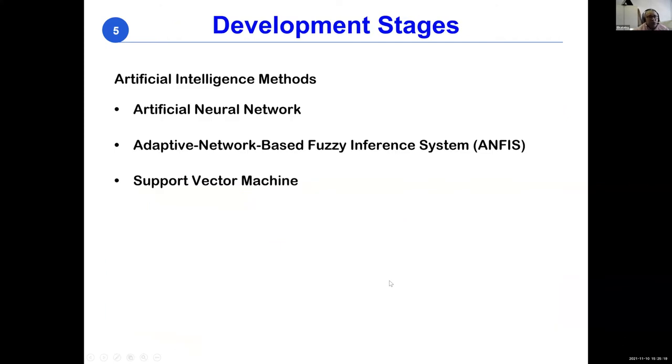So let me explain what I mean by development stage. When I started working in AI, I used the common methods available on the website, and Dr. Abdulazeez gave them to me, like artificial neural network, adaptive neuro-fuzzy inference system, and support vector machine. I want to mention that I didn't develop any code. These codes are available to be used. What I did was from the application point of view.